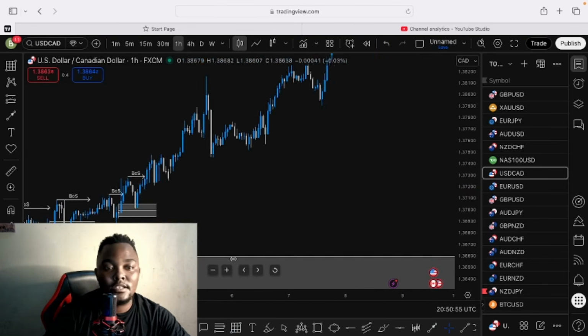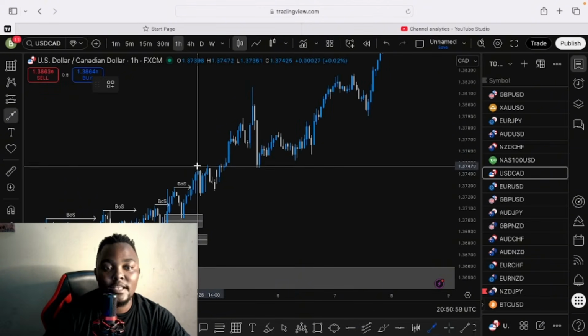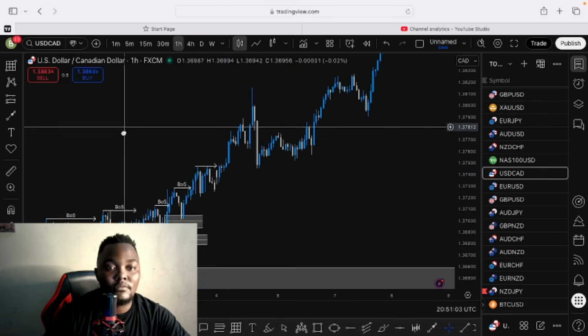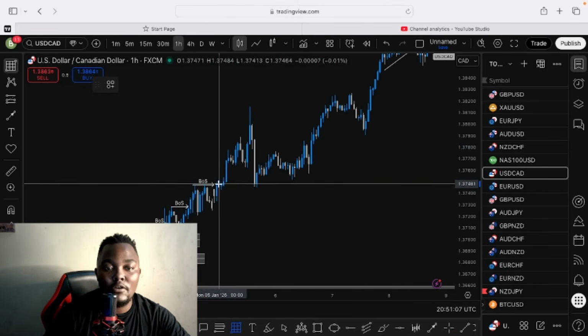And at this stage, we're just breaking structures to the upside. There is no way that you can be looking for sales, just because we are just pushing up now. So break of structure to the top. Then we left this area here of demand.